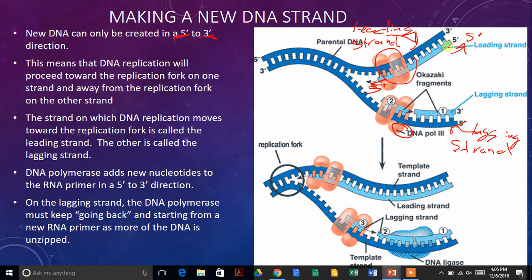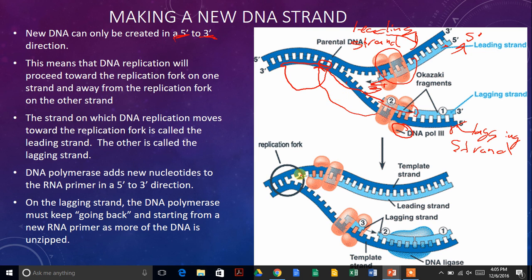So on the leading strand, you'll notice it can start here with one primer and keep going uninterrupted as the DNA unzips. However, on the lagging strand, since the DNA polymerase can only go this way, it has to keep going back after more DNA is unzipped by helicase. And that requires a new primer to be laid down and it to fill in the gap between where it left off. It needs to go back and fill in this space, and then as more gets unzipped, go back and fill in this space as more gets unzipped.